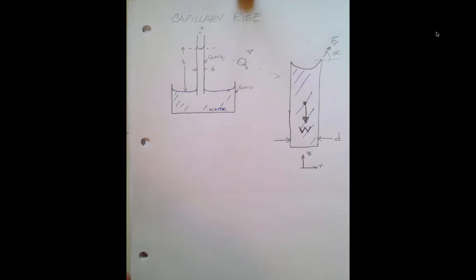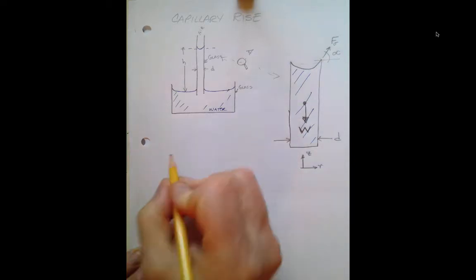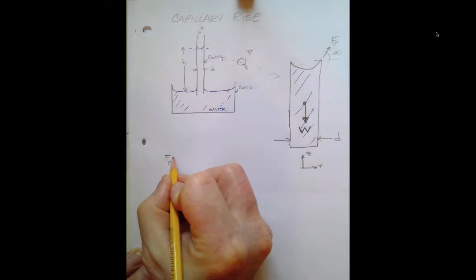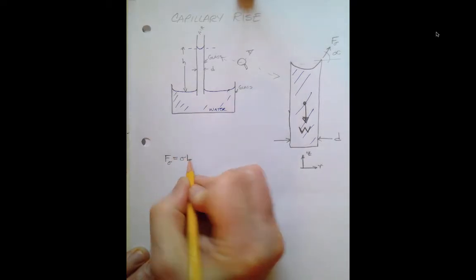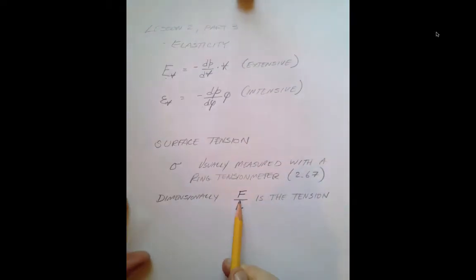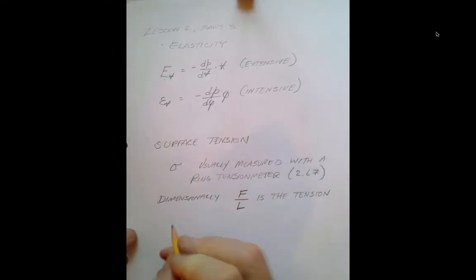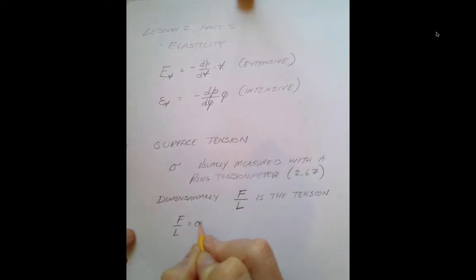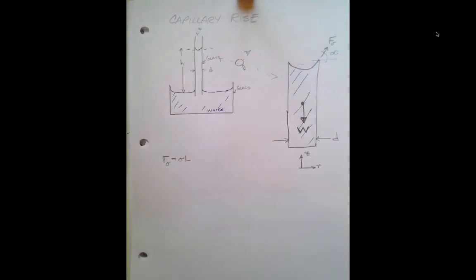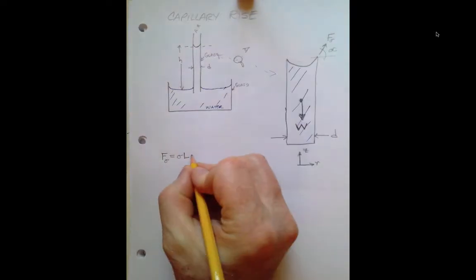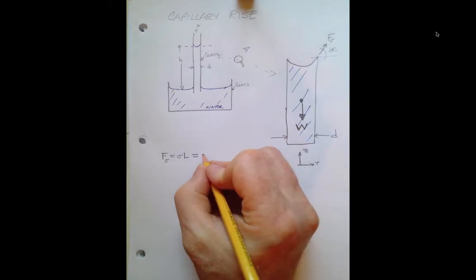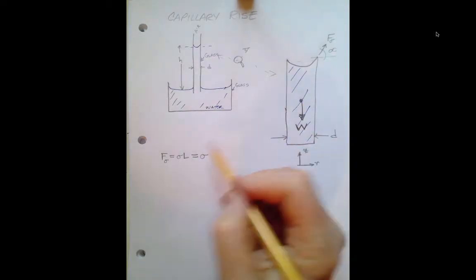So if we're to write a force balance, we're going to take this force, F sigma, is equal to sigma times length. We're going back to the dimensionality of surface tension. F over L is tension. Therefore, sigma times L is the equivalent force. And that's equal to the surface tension. And now we have to figure out this length.